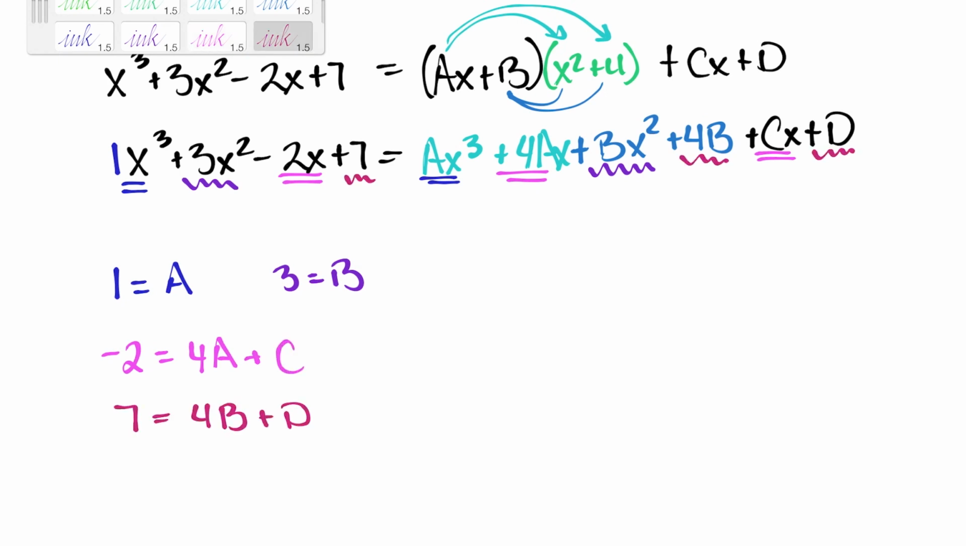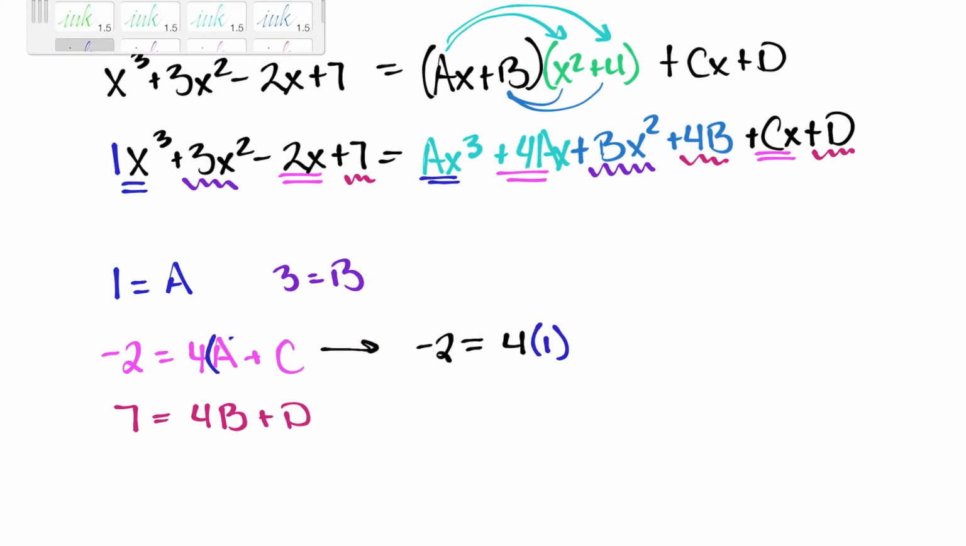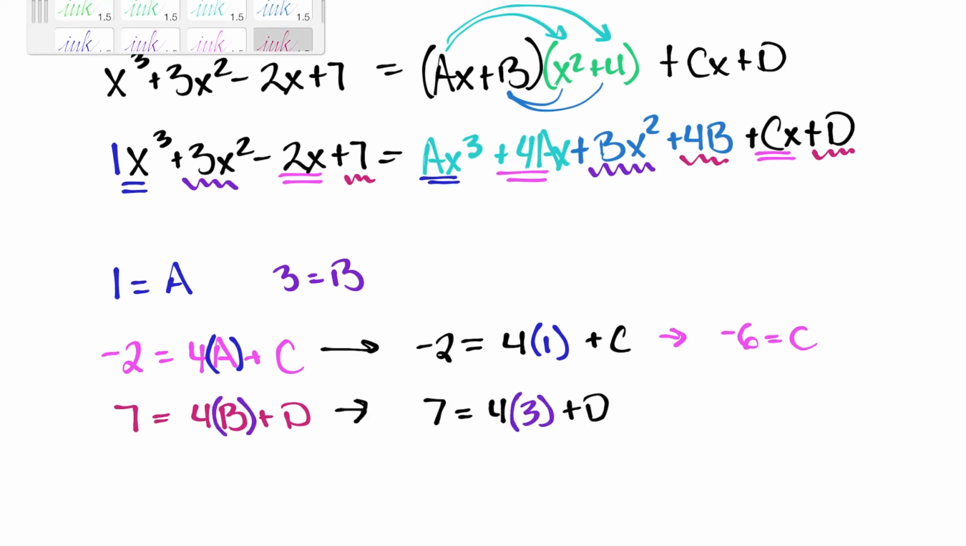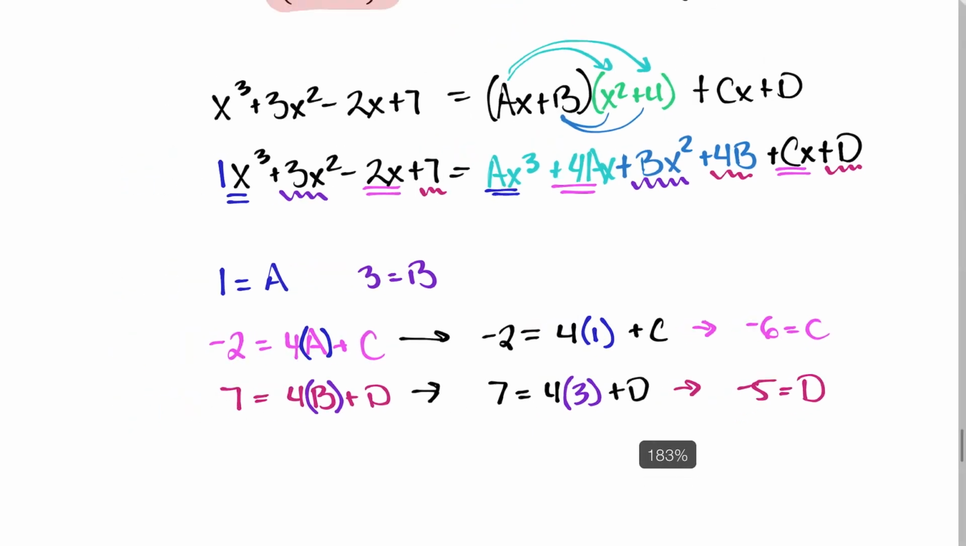All right, so A and B were already pretty much solved for us since I only had one thing with an x cubed and one thing with an x squared. So now I'm going to use those to solve for C and D. Now that I have A, B, C, and D, I can plug all of this in to that equation.